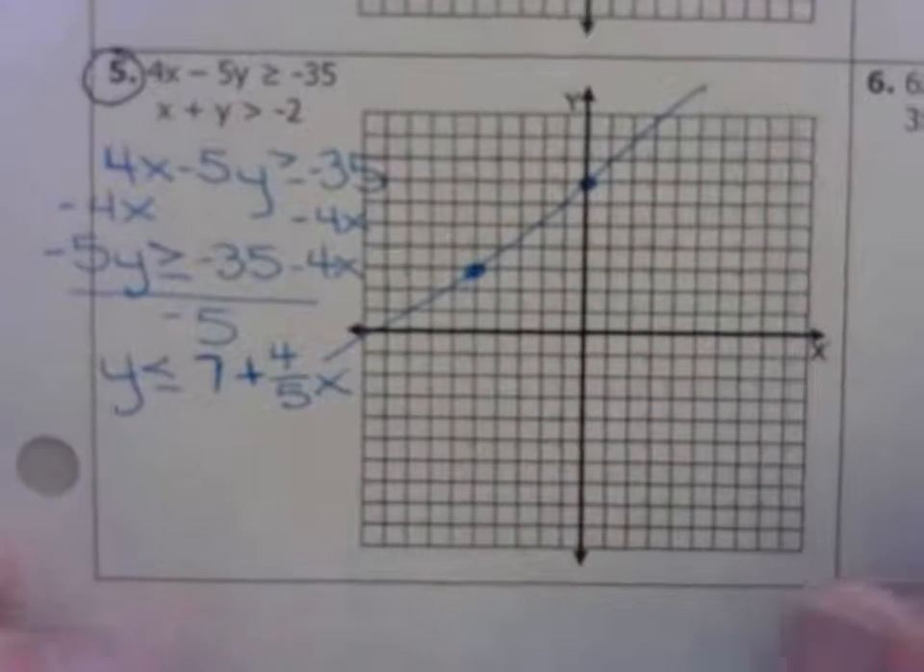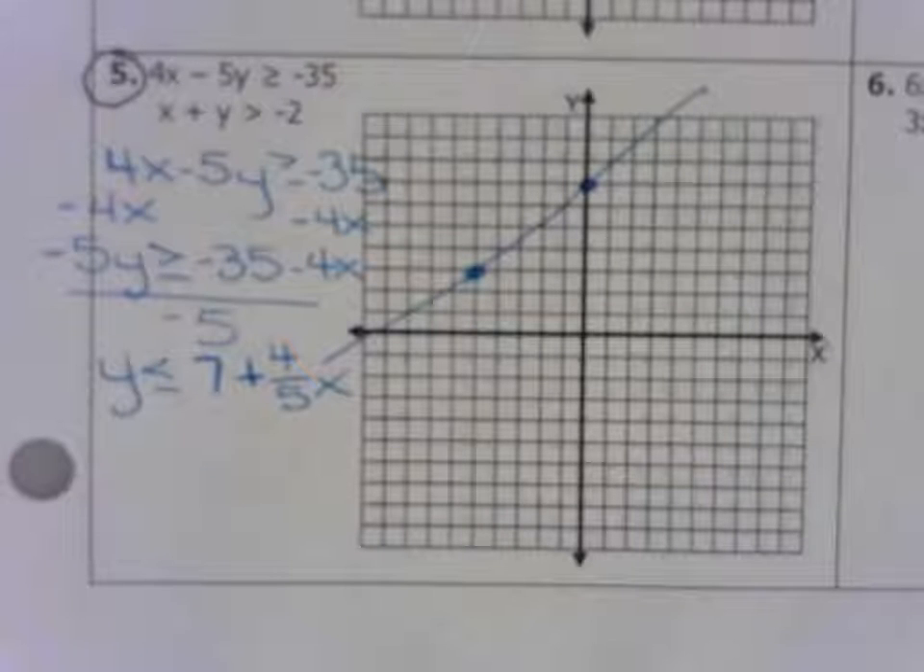Your lines don't have to be perfectly straight because we're not looking at the point where they cross. Michael, close your computer. We're looking at the area, the region where they cross.